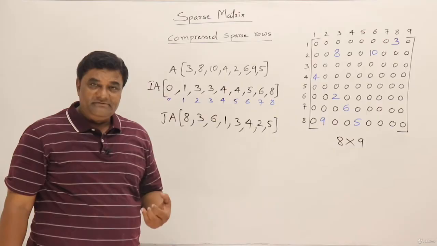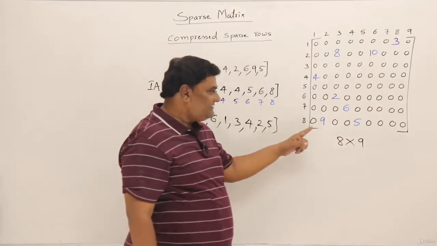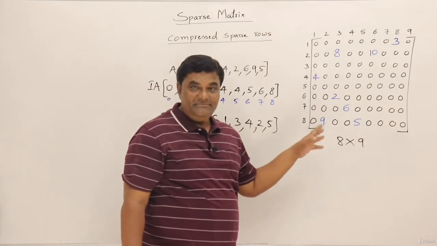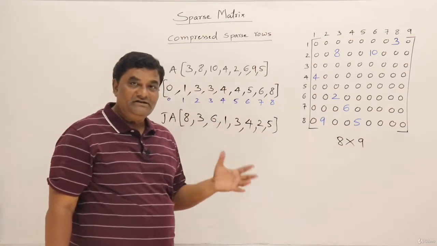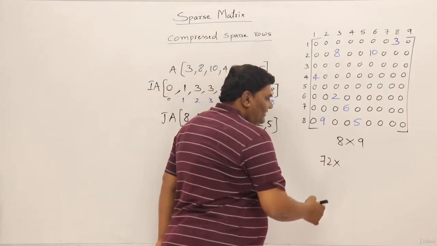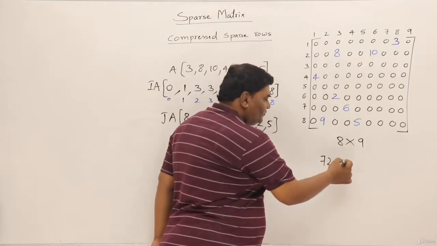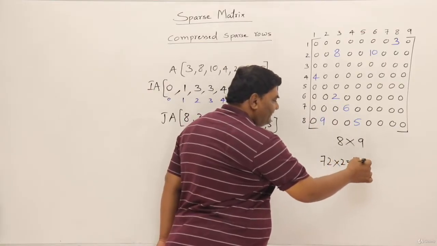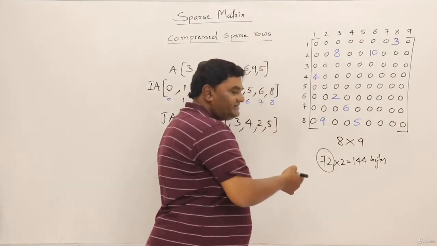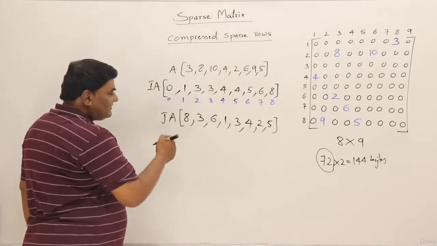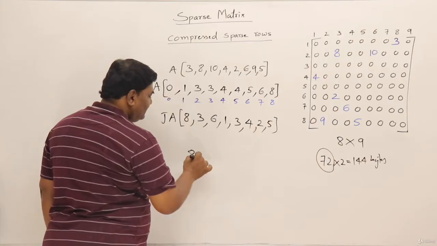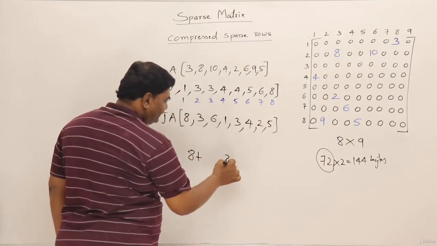Let us analyze this a little bit with respect to space. This is a sparse matrix of 8 cross 9. Total 72 elements including zeros, that is zeros and non-zero, together there are 72 elements. And if each element is an integer and is taking 2 bytes, so this is 144 bytes. So if we focus on the number of elements, that is sufficient. But here, how much space is required? 8 non-zero elements. Then this one, 8 non-zero elements.